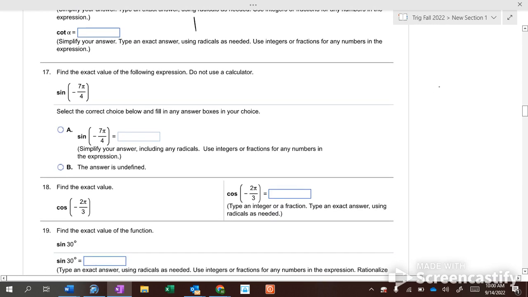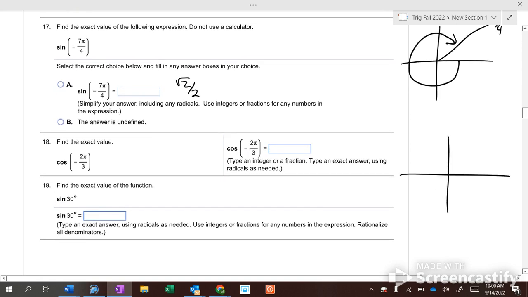What is the sine of -7 pi over 4? Well, -7 pi over 4, you go all the way around to there, which is pi over 4. So the sine of pi over 4 is square root 2 over 2. Okay.